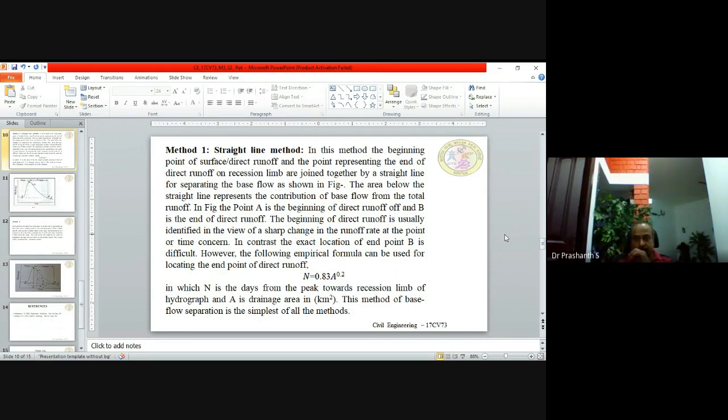The beginning of the direct runoff is usually identified in view of a sharp change in the runoff rate at the point or time concerned. In contrast, the exact location of the endpoint is difficult. However, the following empirical formula can be used to determine this point: N = 0.83 A^0.2, where N is the days from the peak towards the recession limb of the hydrograph, and A is the drainage area in square kilometers.